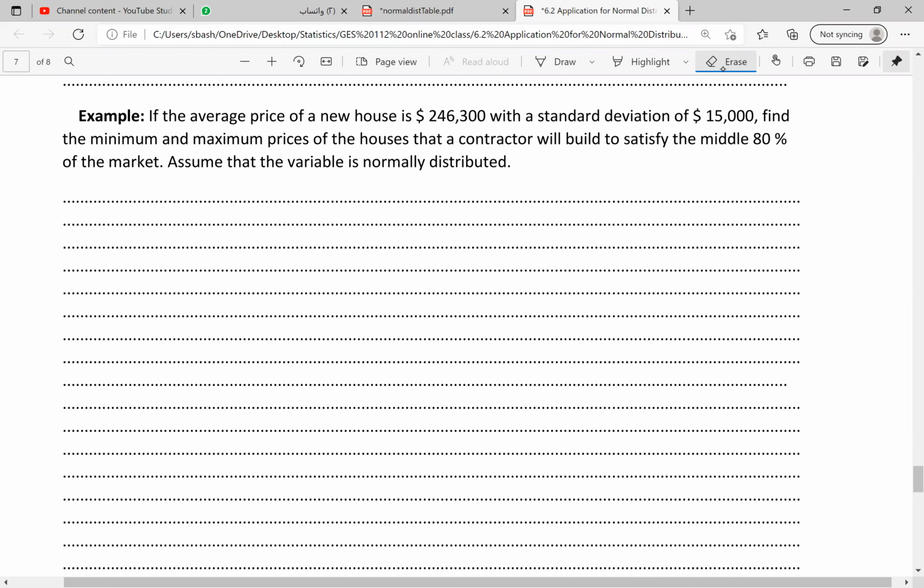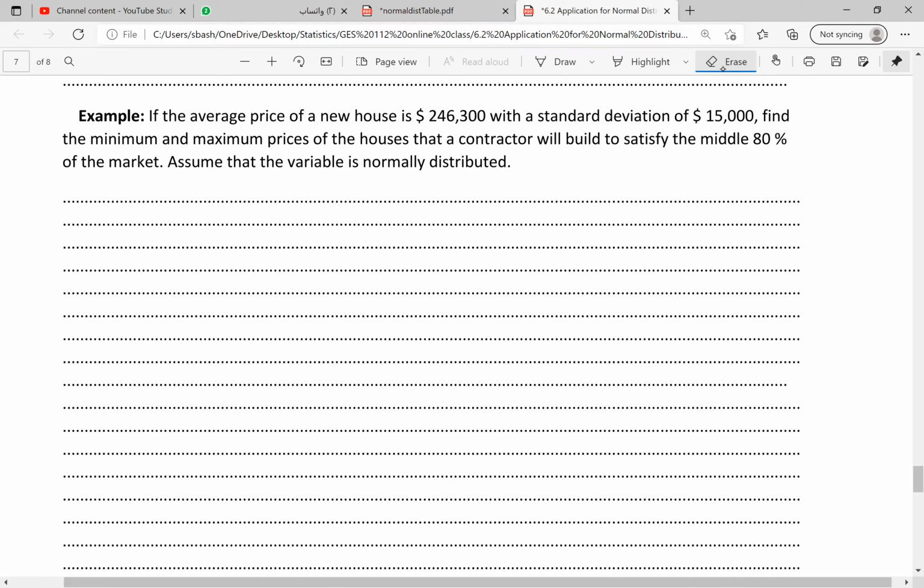Now we continue with these examples or applications, and we are going to solve this example given here. If the average price of a new house is $246,300 with a standard deviation of $15,000, find the minimum and maximum prices of the houses that a contractor will build to satisfy the middle 80% of the market. Assume that the variable is normally distributed.